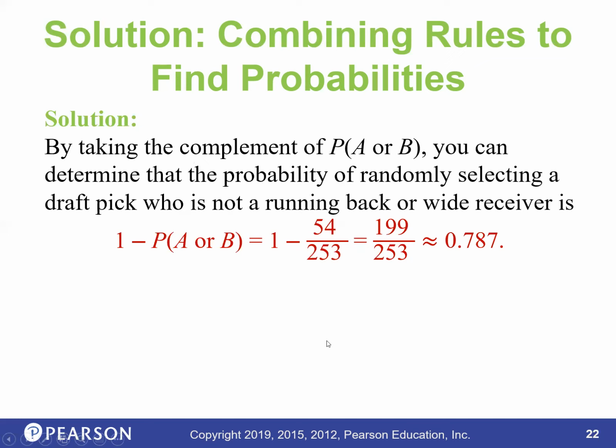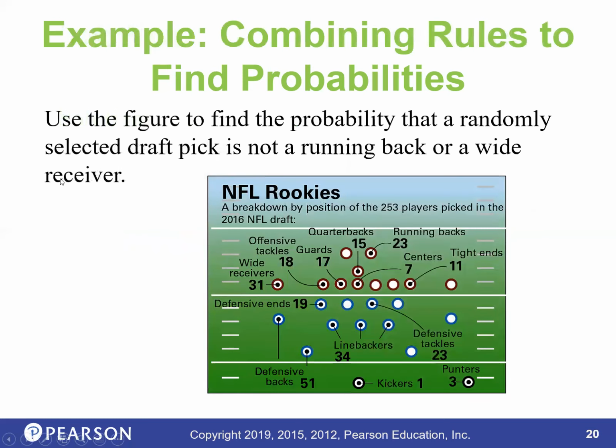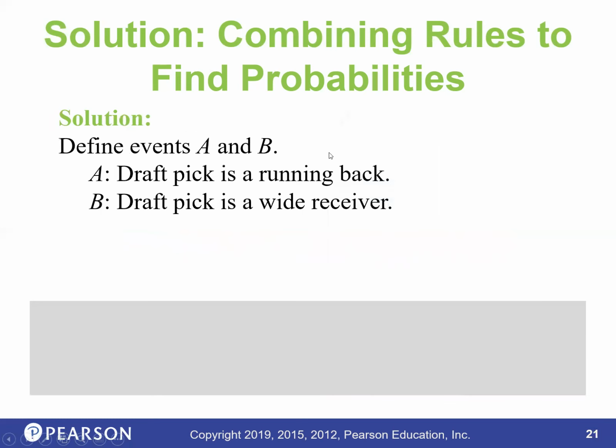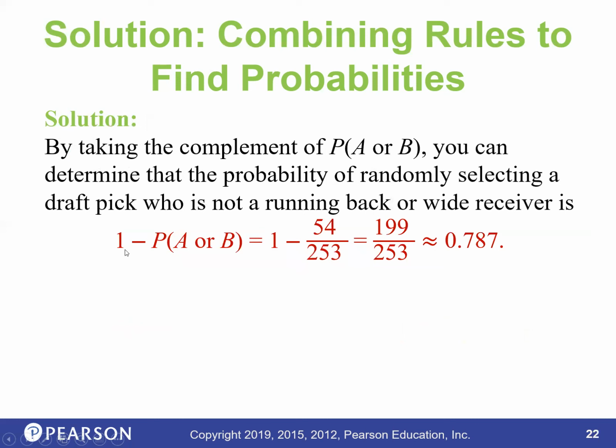So this is where the math has to be a little creative in how you get to the answer. Let me go back a little bit, just to make sure we got this. It says, find the probability that a randomly selected draft pick is not a running back or a wide receiver, right? Not this one and not this one. The easiest way to do this is, because picking a running back and picking a wide receiver are mutually exclusive, we add the probabilities together, and then we subtract, or take the complement of, what we just got on the slide.